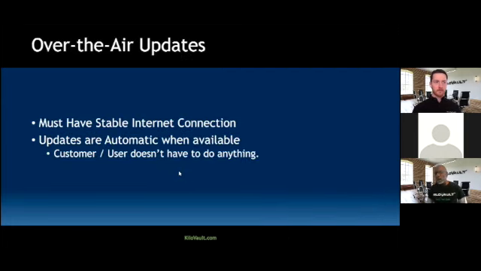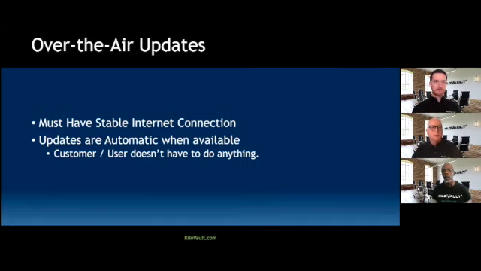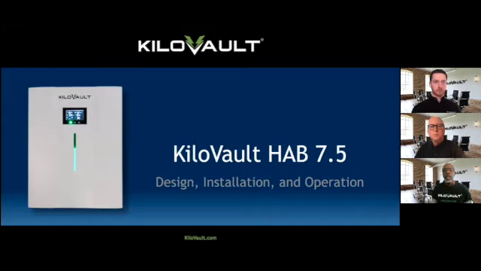Now, over the air updates. Once you have connected your HAB to your local Wi-Fi network, then your HAB is able to receive automatic updates from KiloVault. This is our way of future-proofing your HAB as part of continuing improvements. When we make an update to the firmware, we can then push that out to your HAB. The customer really doesn't have to do anything. It happens automatically. And that is it for operations.